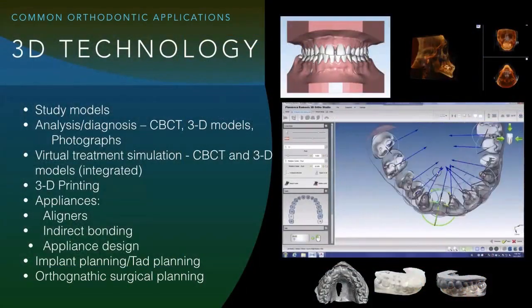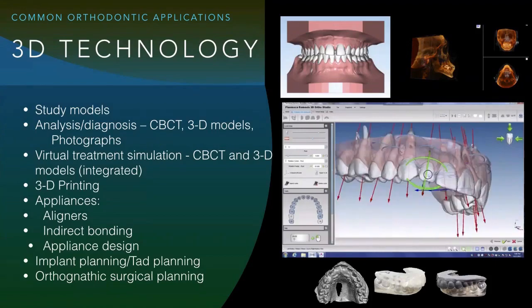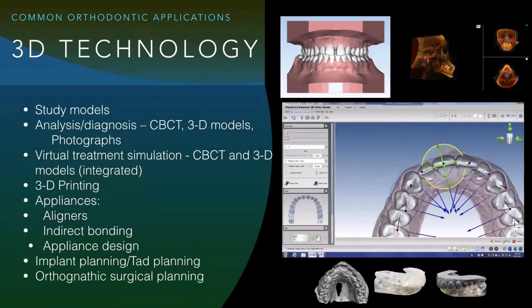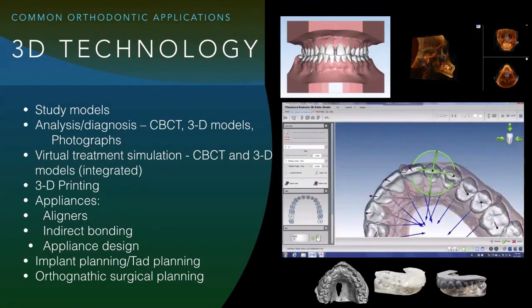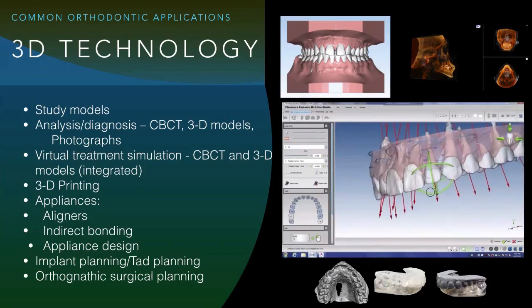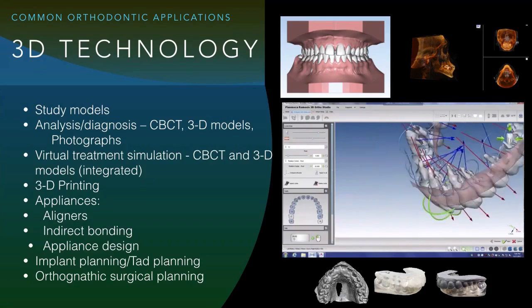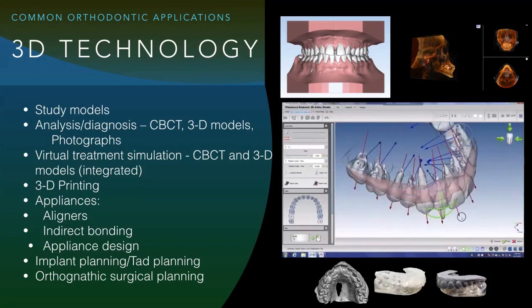The most obvious and the one that we're most familiar with is study models. We've been using digital study models for, I don't know, going on decades now. Analysis and diagnostics, CBCT, 3D models, 3D photographs are even available now. The ability to do virtual treatment simulation, where you're integrating CBCT data and STL files. And then the ability to 3D print the models for in-house aligners is also another huge opportunity. And it's something that we can do from an appliance standpoint. Also indirect bonding, appliance design.